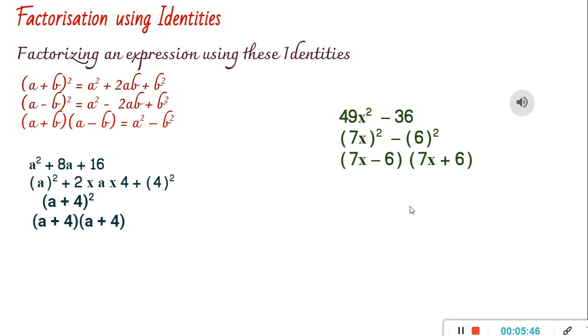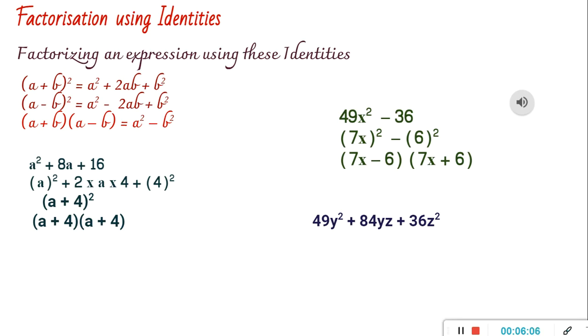Now you have 49y square plus 84yz plus 36z square. So here you have three terms, so there is a possibility for the first and second identity, right? Out of these three terms, two should be perfect squares, right? So let's check that.